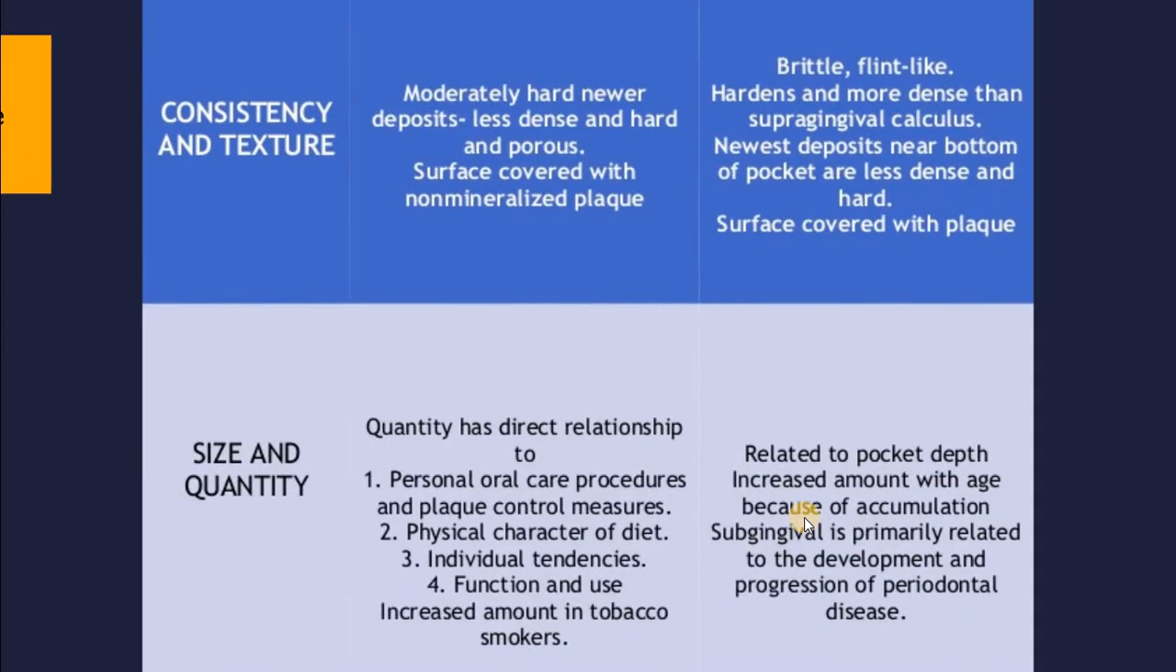Regarding the consistency and texture, the supragingival calculus is moderately hard, a newer deposit, less dense and hard, and porous. The surface is covered with non-mineralized plaque. While the subgingival one is covered with plaque and is brittle, but it's actually difficult to remove.